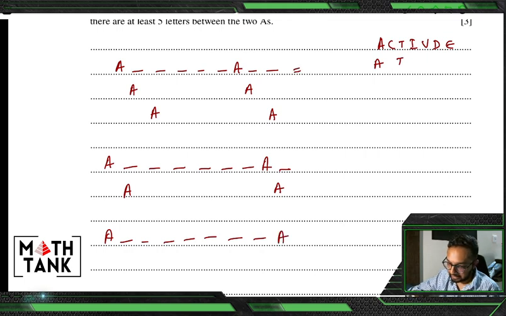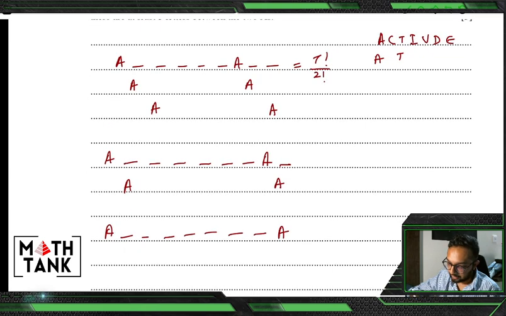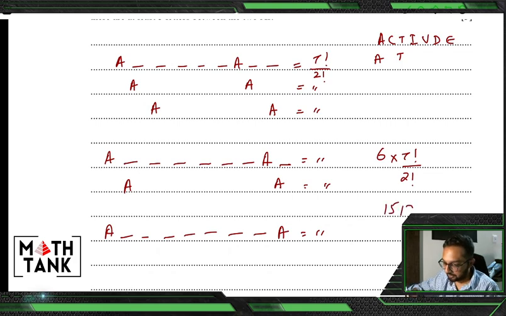So that's 7 factorial. The t's are identical, so over 2 factorial. All of these are the same. They're not different. They're just the same outcomes. How many outcomes do I have? I have 6. So 6 into 7 factorial over 2 factorial. So 6 different cases. 6 into 7 factorial divided by 2. 15120.